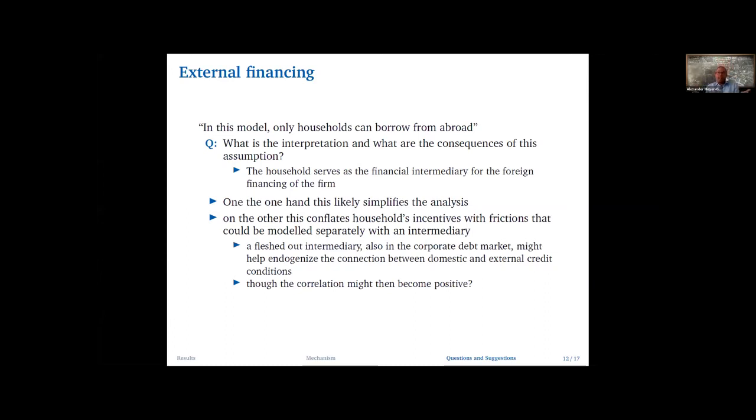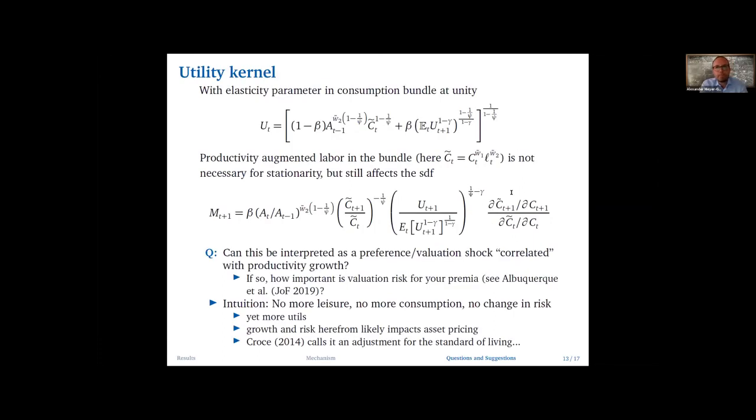Perhaps this would endogenize the connection between these domestic and external credit conditions that showed up then, per assumption, in the shock processes. Although then maybe this correlation might become positive, right? As domestic credit conditions crumble, then so too is the access of firms to credit markets abroad, right? We think of twin crises, but I'm not sure. But this is just something to think about.